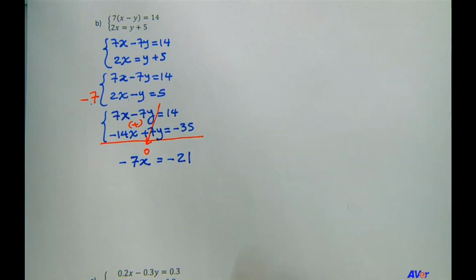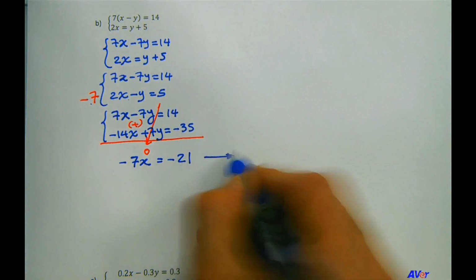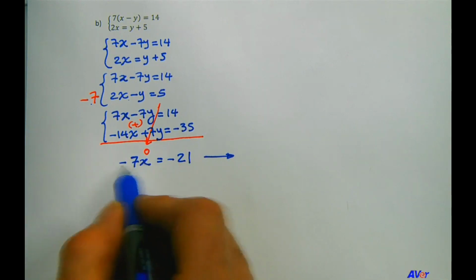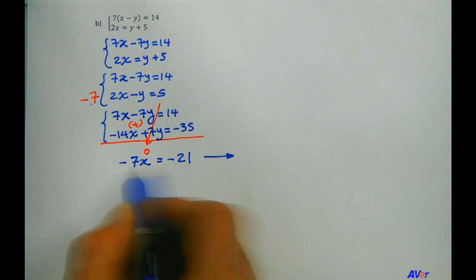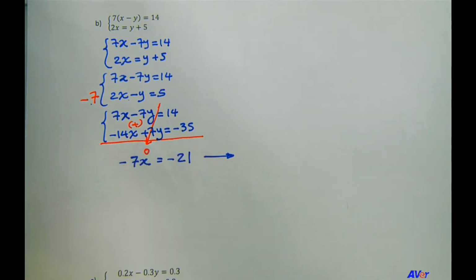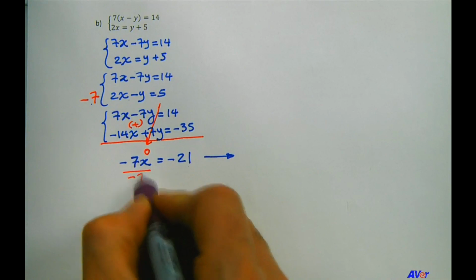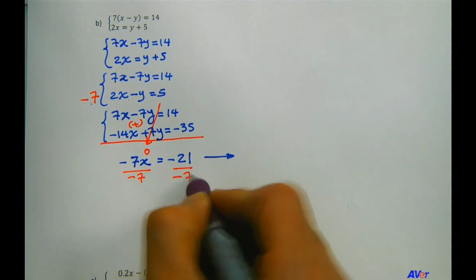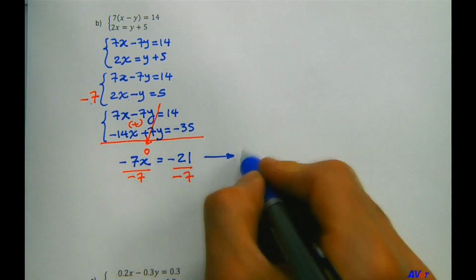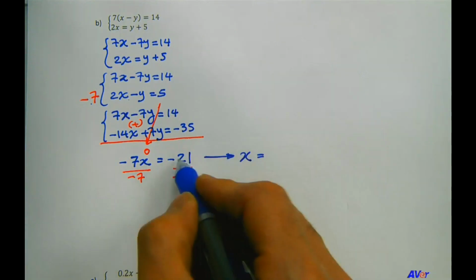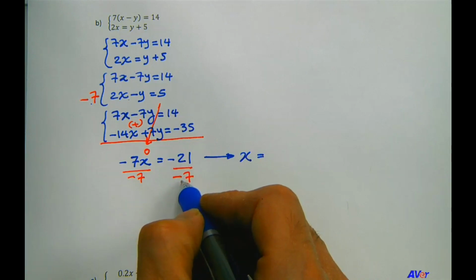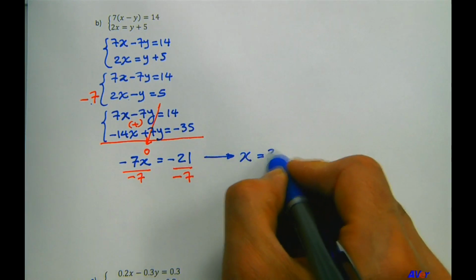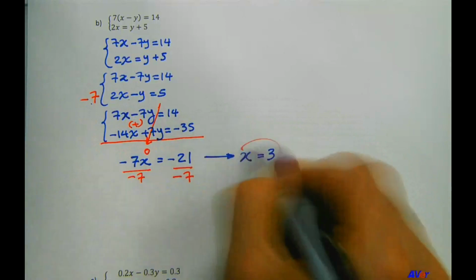Right? So, let's solve for x. X is not isolated. It's got a negative 7 next to it. So divide both sides by negative 7. On the left, we end up with just x. On the right, negative divided by negative is positive. 21 divided by 7, positive 3. So that's the value for x.